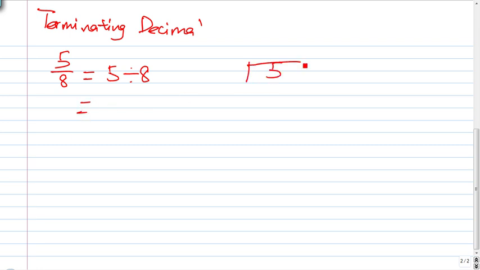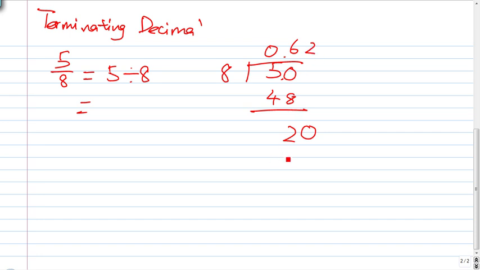So I proceed to do my workings here. 5 divided by 8. Because 5 is smaller than 8, I add a 0 and a point. 6 times 8 is 48. So I take this to be 50 and 6 times 8 to be 48. I ignore the 0 point here just to make things simpler. 50 minus 48 is 2. I can add a 0 here.